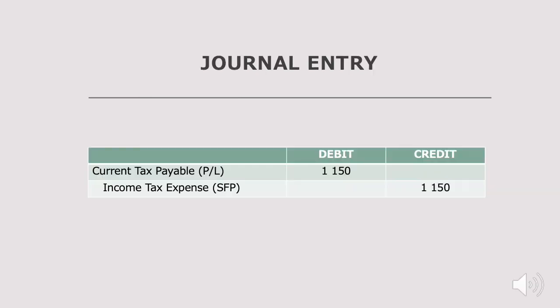Once again, how does this information convert into a journal entry that you can process through your general journal? Well, we have over-provided, okay? Therefore, that means that SARS owes us money, so we have to decrease the amount that we owe to SARS by debiting current tax payable with the 1,150, and we then credit our income tax expense with the 1,150 Rand.